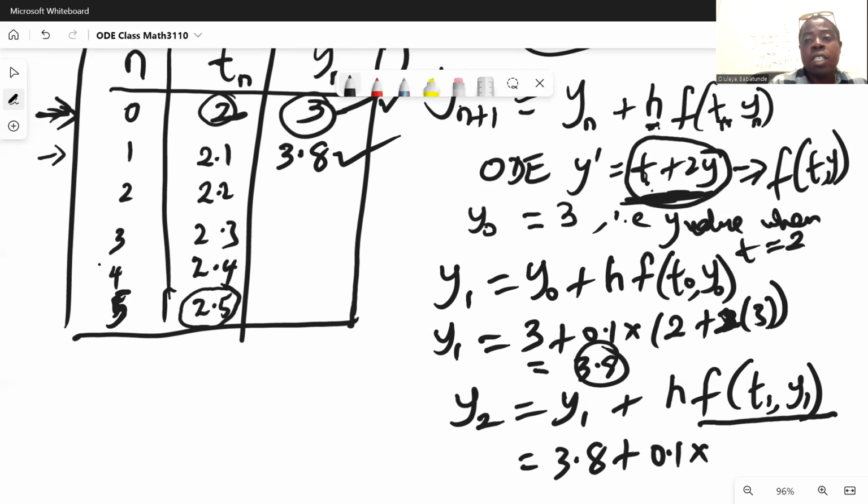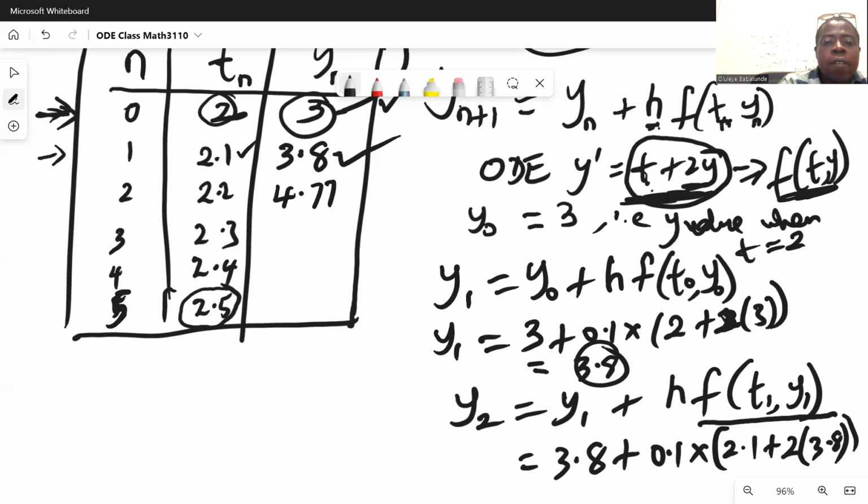Do not forget, this is your f of t, y. It's always t plus 2y, whatever values you have. Now I have my t to be 2.1, so 2.1 plus 2 times y. Your y was 3.8. If you do that properly, that will give you 4.77.